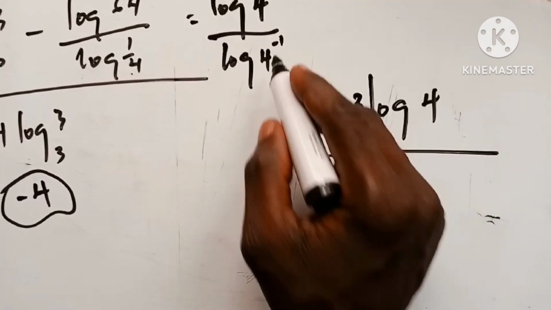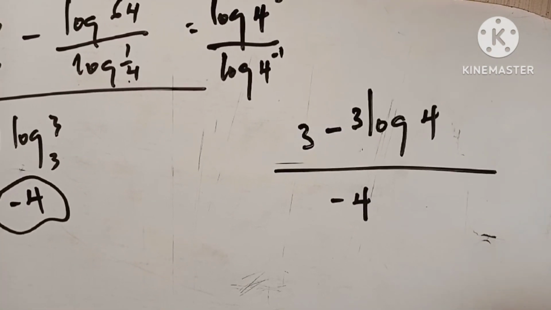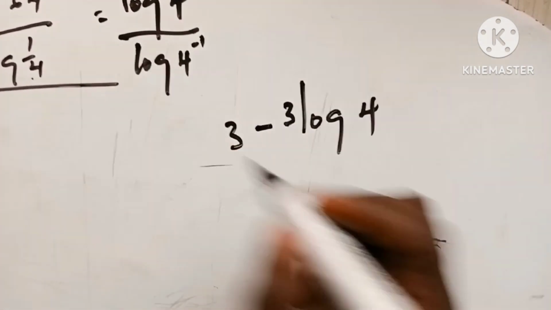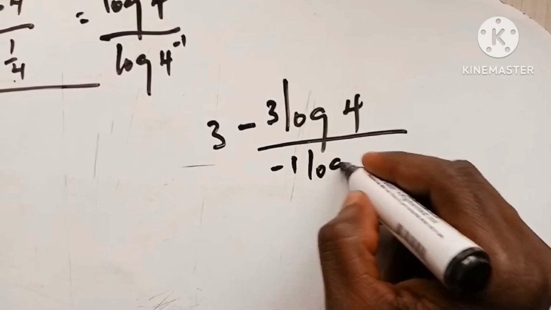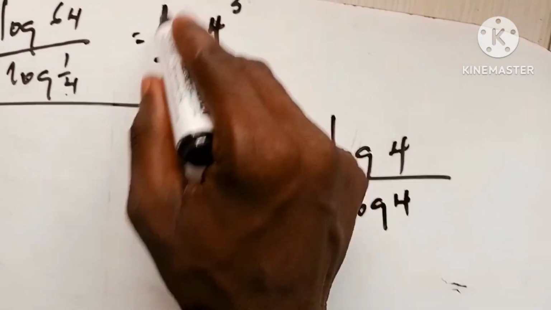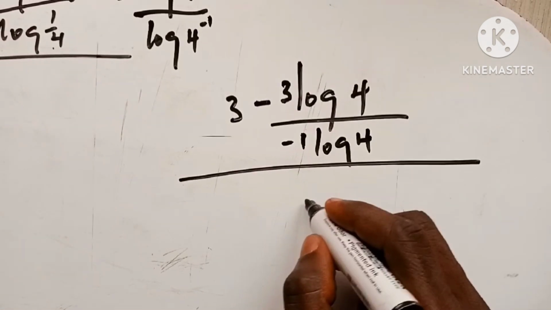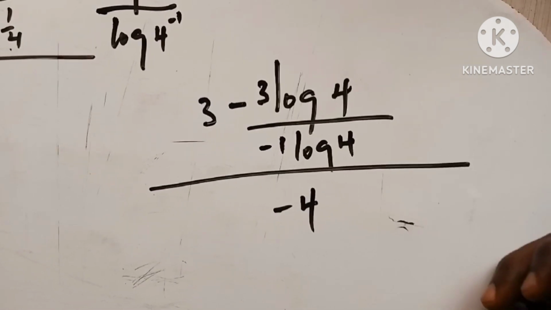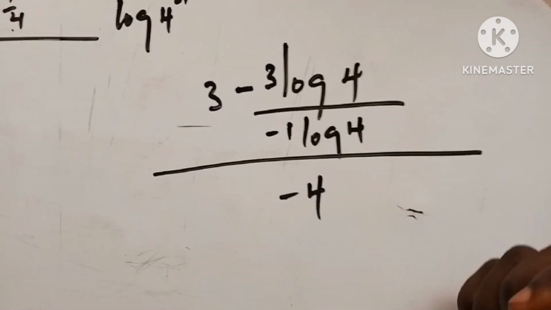But remember, there's one at the top here, so let's make sure that you do that systematically. So you remember this tends to be -1. So everything divided by -1 log 4. Do you agree? So that is for the top. So everything divided by -4, right? Okay, so if that is the case, what is happening here?